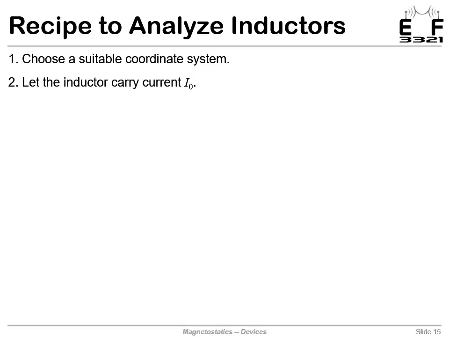At that point, we're going to let the inductor carry a current I0. When we're analyzing capacitors, we let the plates carry a charge Q. This is the analogous step for inductors. So we assume a current flowing through the inductor. At that point, we use everything we know about magnetic fields around currents to calculate the magnetic field intensity around the inductor.